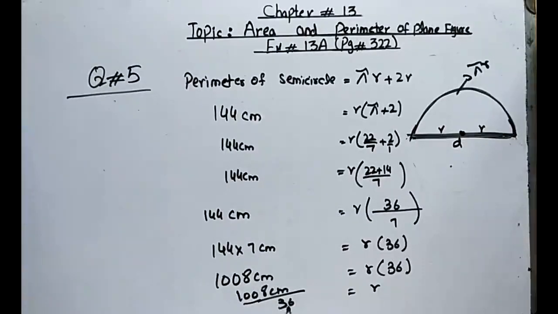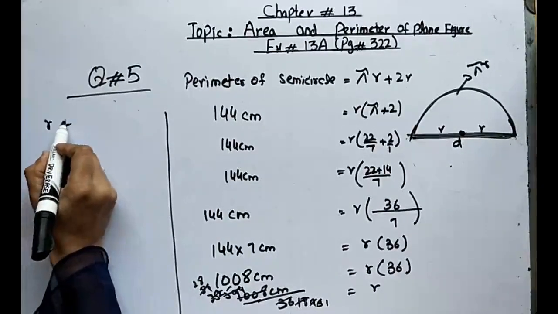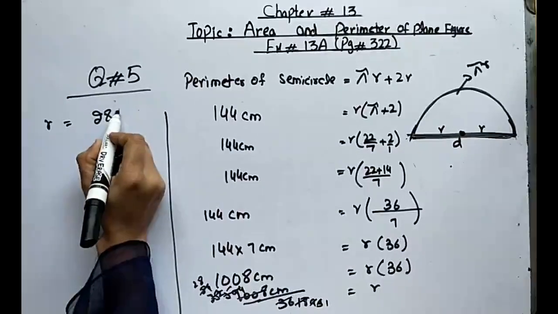Now simplify this division, step by step, using the multiplication tables. It means r is equal to 28 centimeter.